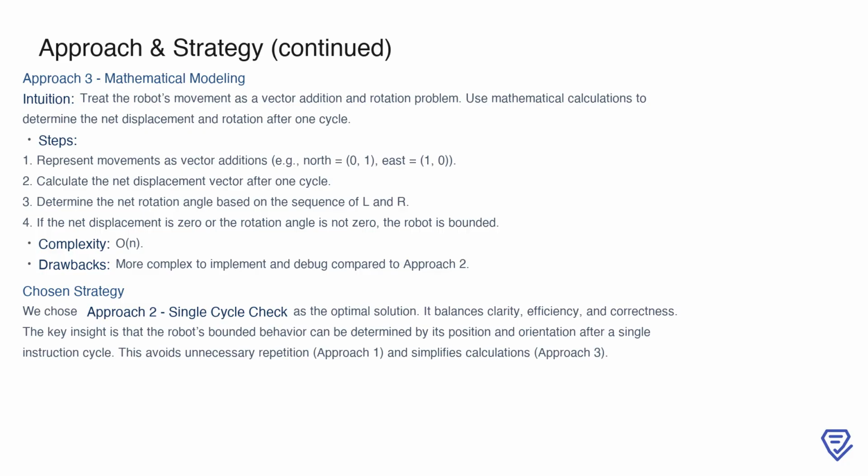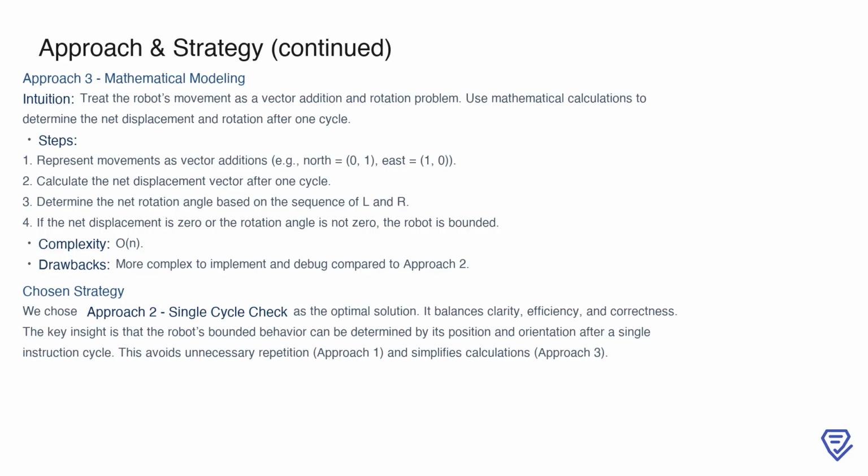Another way to approach this problem is through mathematical modeling. Here, we treat the robot's movement as a combination of vector additions and rotations. Each movement is represented as a vector, such as north being 0, 1, and east being 1, 0. By calculating the net displacement vector after one cycle of instructions, we can determine the robot's overall movement. Additionally, the sequence of L and R instructions determines the net rotation angle. A robot is bounded if its net displacement vector is 0, meaning it returns to the origin, or if its net rotation angle is non-zero, indicating that it will rotate in a loop.